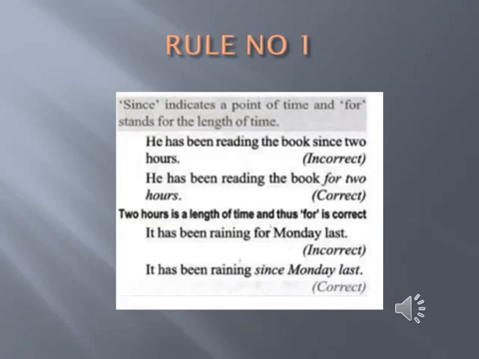It has been raining for Monday last. That's wrong because here a point of time is there when it's going to start. So the right answer will be: it has been raining since Monday last.